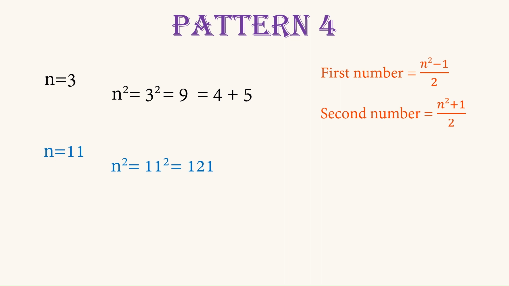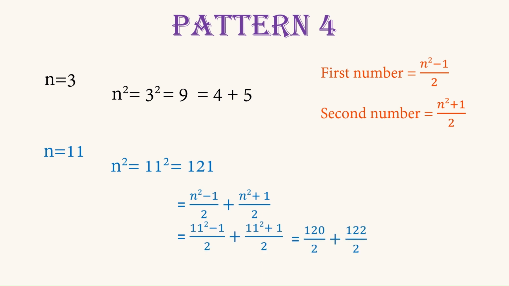The first number, we will use this formula n square minus 1 by 2, that is 11 square minus 1 by 2, and the second number is n square plus 1 by 2, that is 11 square plus 1 by 2. Substitute the values, and on simplifying this, we will get 60 plus 61. 121 equal to 60 plus 61. 60 and 61 are consecutive natural numbers.